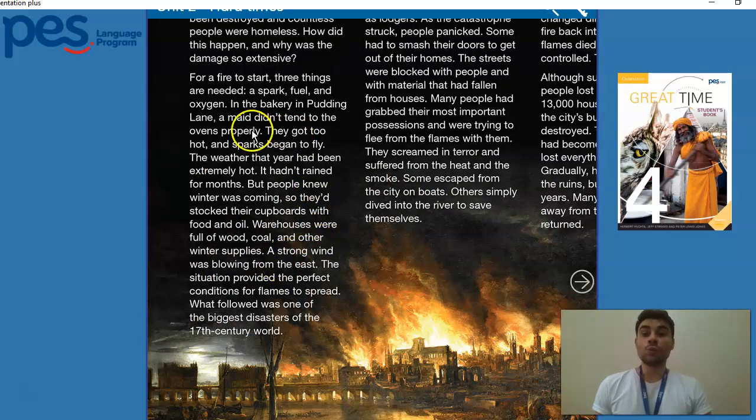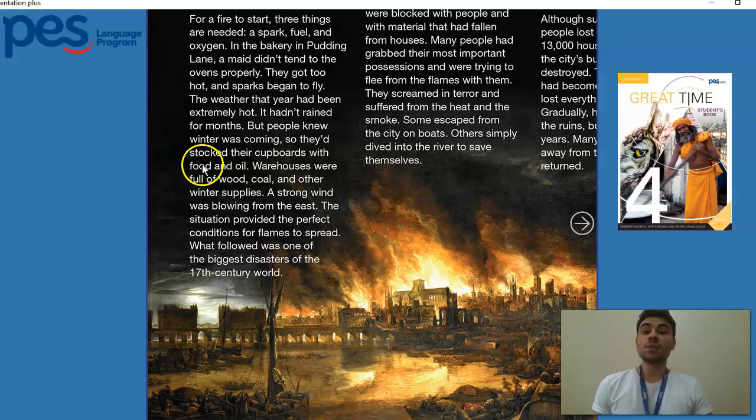So here, remember, spark, we already know. It was the ovens in the bakery. But now, where did the fuel come from? Well, it came from the food and oil in the houses, right? And also the wood, the coal, and other winter supplies in the warehouses. So this is the fuel, right? What makes the fire get even bigger. And now, where did the oxygen come from? Well, the oxygen came from the strong wind that was blowing from the east.